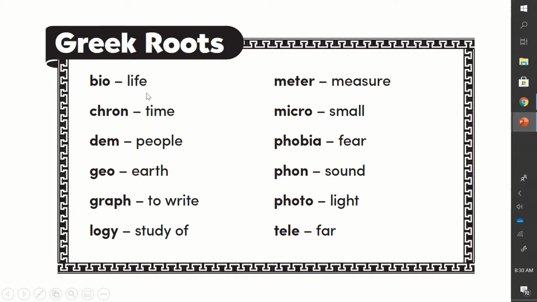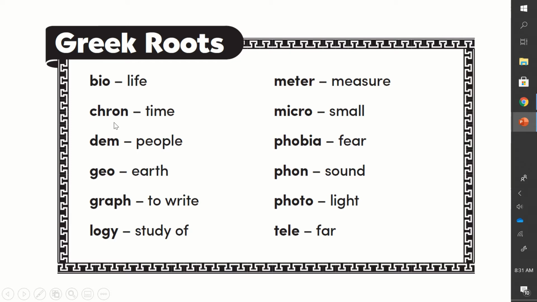Bio means life. Most of you have heard that before, hopefully in second and third grade with science. Your teacher taught you that the word bio means life. The word meter means to measure. Think about math and your measurement in math. How many words do you know that have the word meter in them? How many words do you know that have the word bio in them?